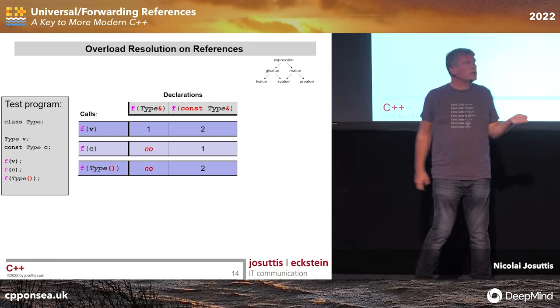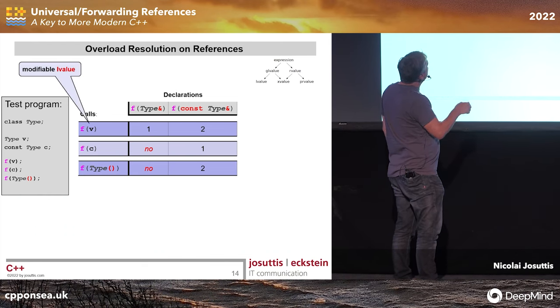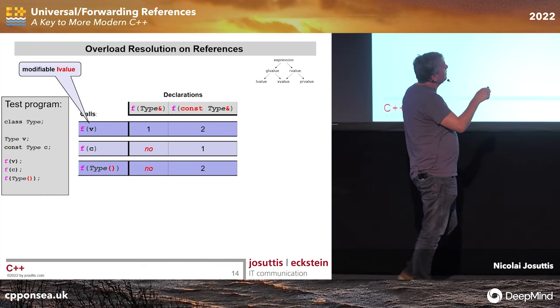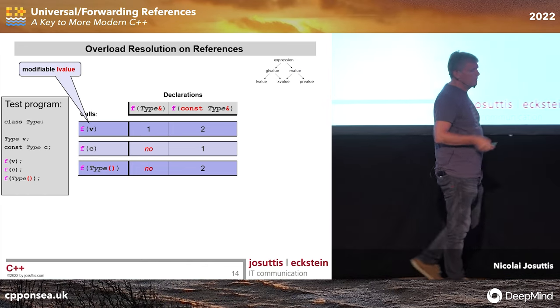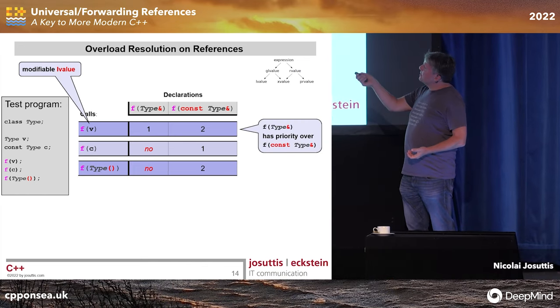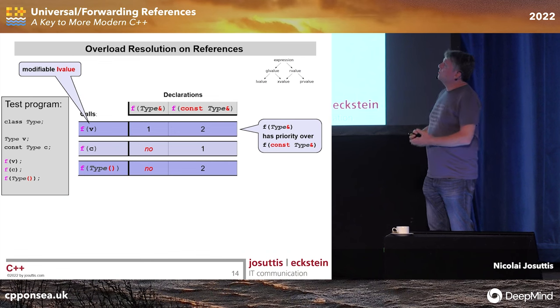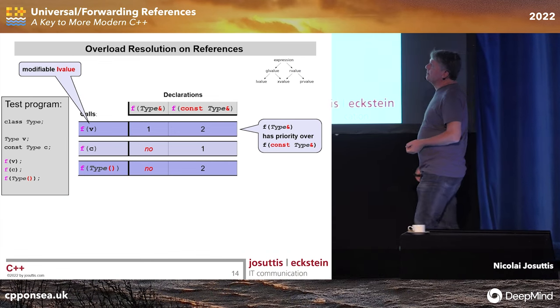Well, fortunately, you don't have to know all this. The compilers know the rules. For example, this v is an L value. You can pass it to an L value reference which is not const, and to an L value reference which is const. So therefore, this compiles. And the 1 and 2 here mean this has priority over that. Priority 1 means this is preferred if both functions are there.